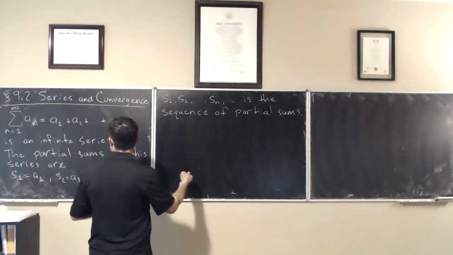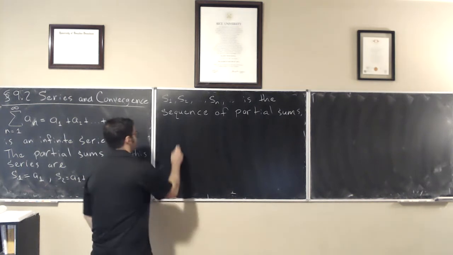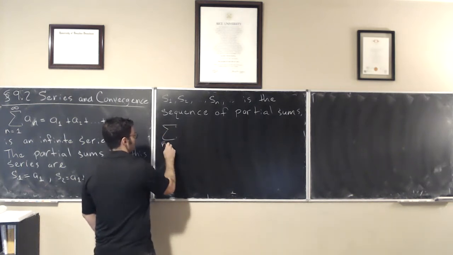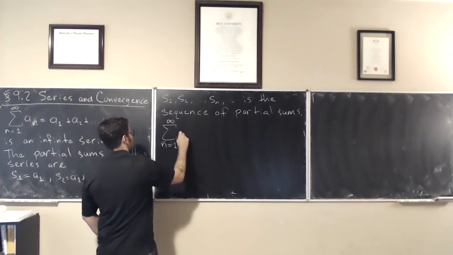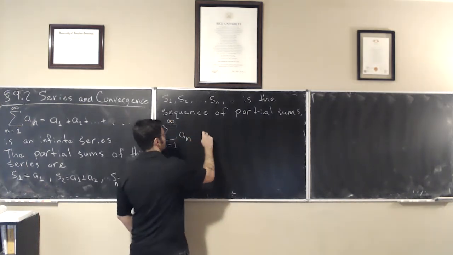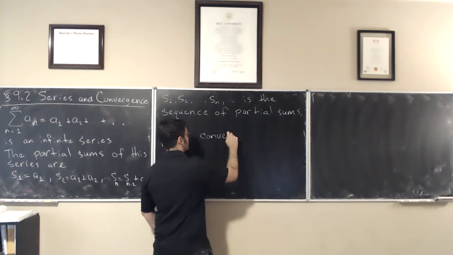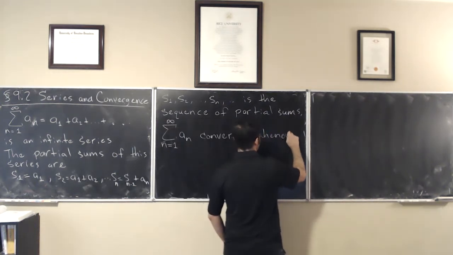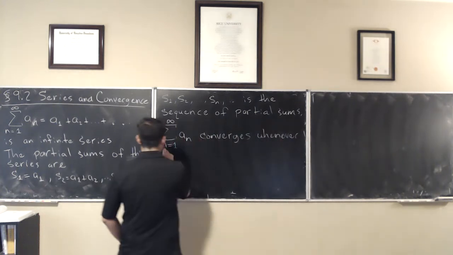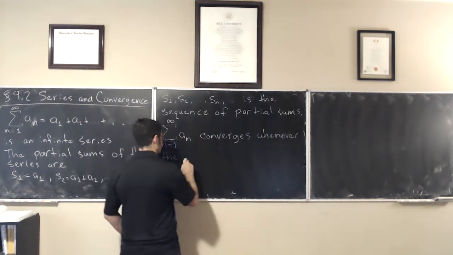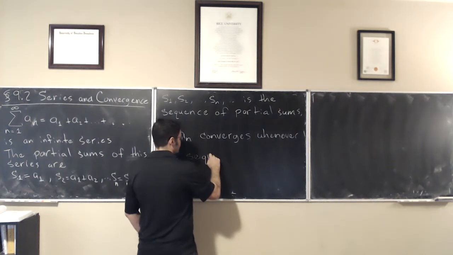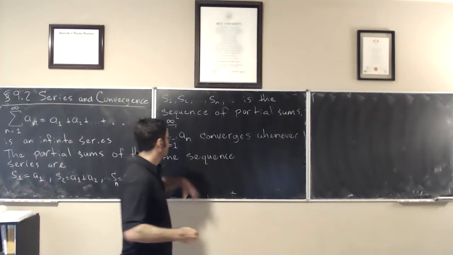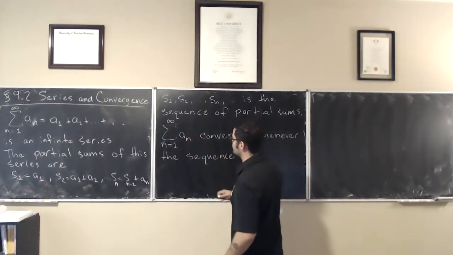the following is how we define convergence of an infinite series. We say that this series converges whenever the sequence of partial sums converges. And this is defined as normal, like how sequences converge. So if that sequence converges, then the series converges.